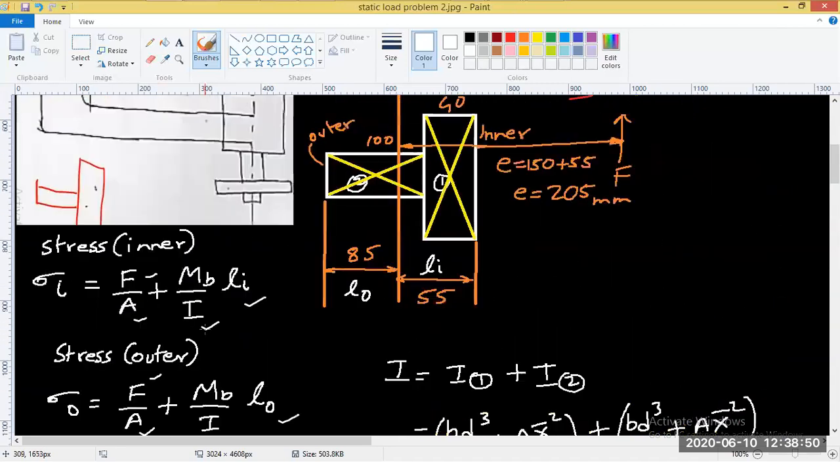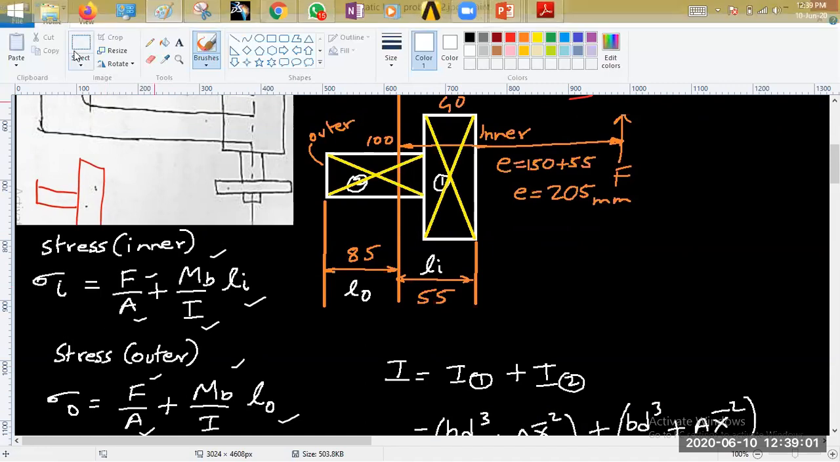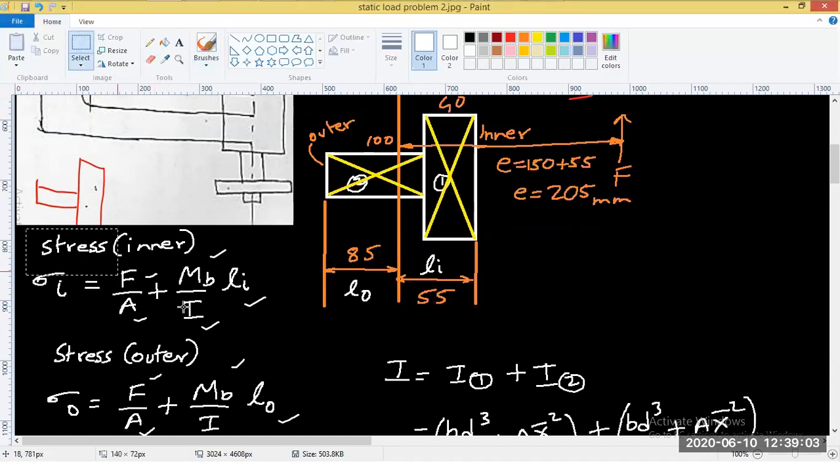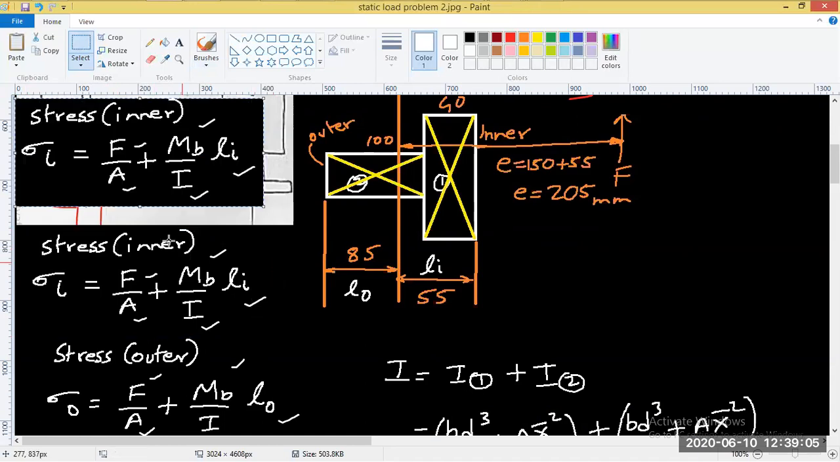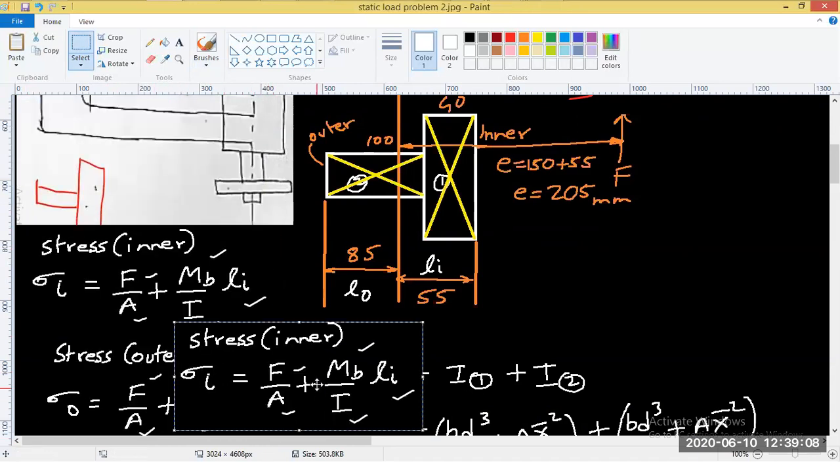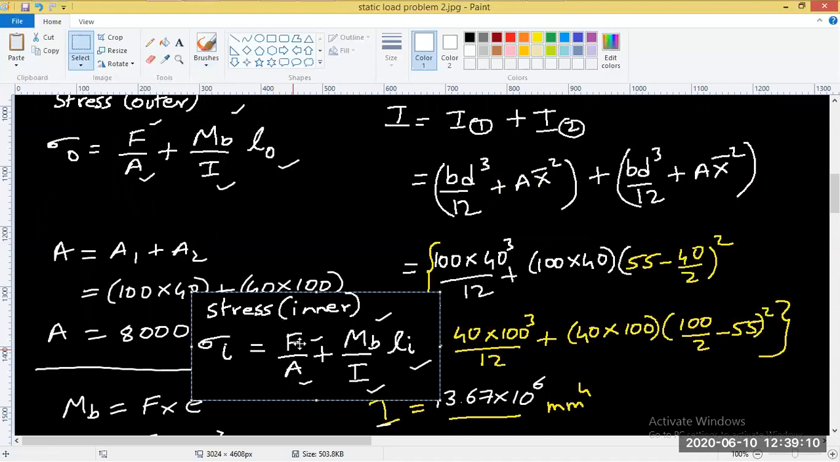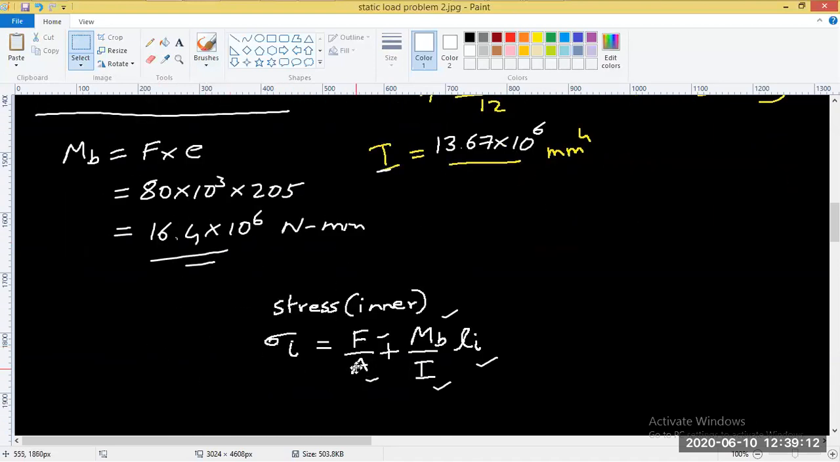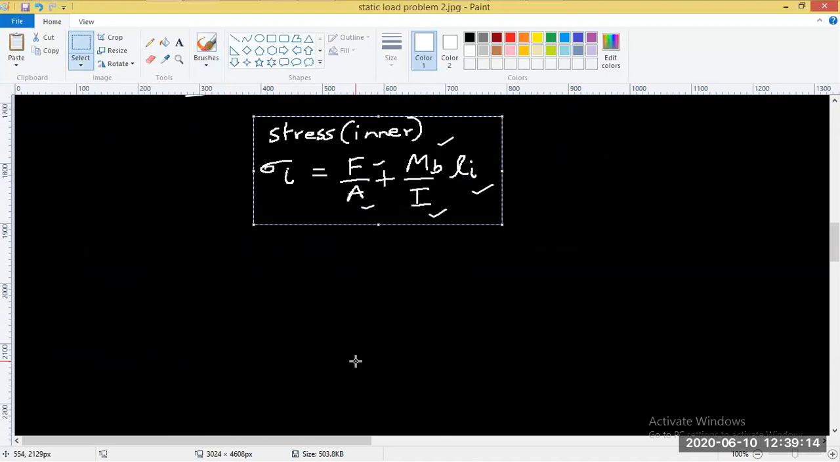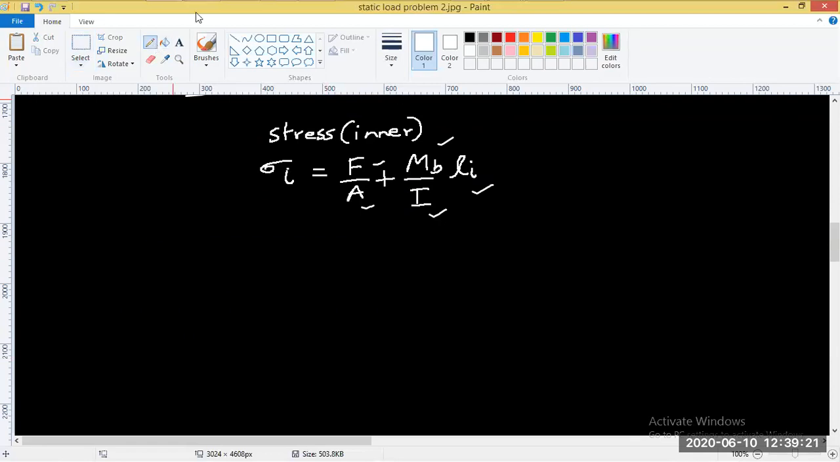So now in these two formulae we have everything. The bending moment is also found. So we know everything on the RHS. Therefore, we can find the value for LHS, right? So let's just take this. We are finding the stress in the inner fiber of the C clamp. Let's start off with that.